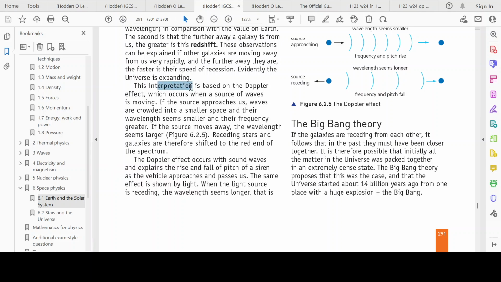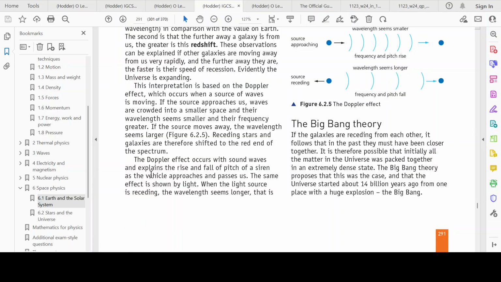So this interpretation is based on the Doppler effect, which occurs when a source of waves is moving. If the source approaches us, waves are crowded into a smaller space, and their wavelength seems smaller and their frequency greater. If the source moves away, the wavelength seems larger. Receding stars and galaxies are therefore shifted to the red end of the spectrum, where the wavelength is larger and the frequency is less. Receding again means moving away. And they haven't talked about blue shift because that's not what's happening in the universe.